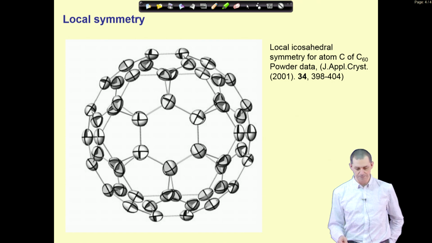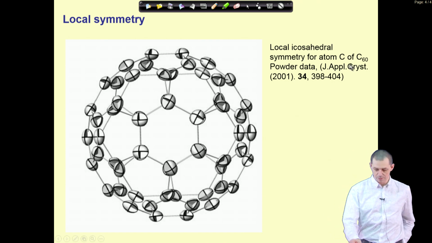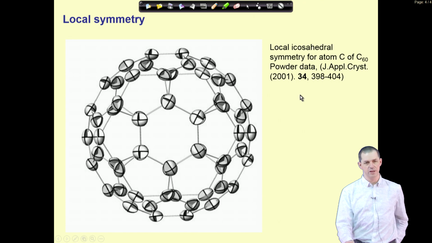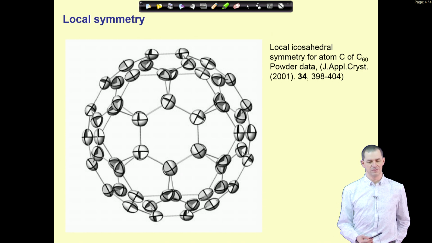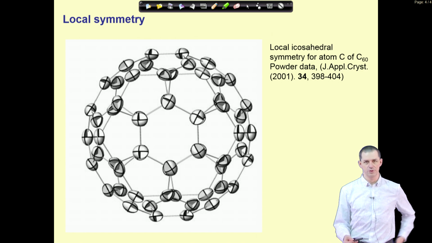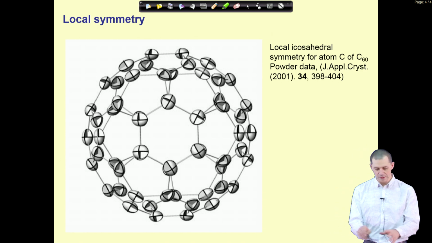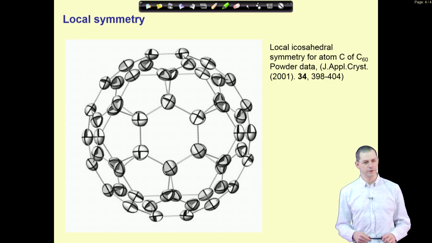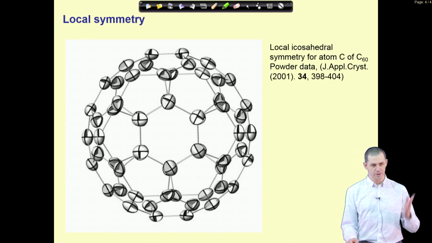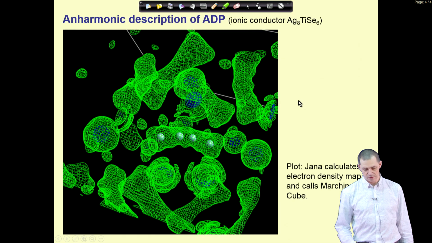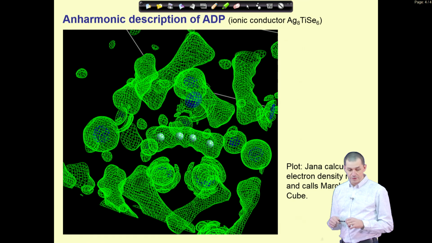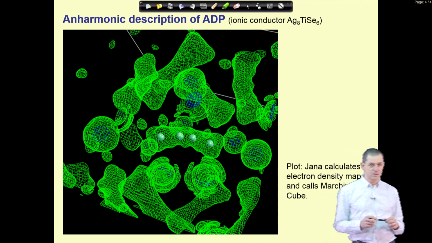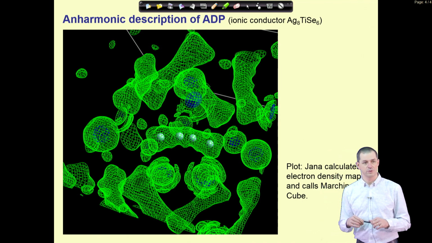This comes from a publication on powder data from fullerene. You can imagine that powder data contain not enough information to describe completely independently the atoms of the fullerene, but with this local symmetry, it reduces the number of parameters immensely.